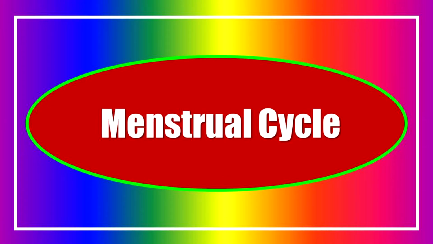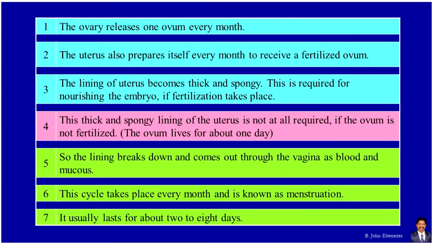Menstrual cycle. The ovary releases one ovum every month. The uterus also prepares itself every month to receive a fertilized ovum. The lining of the uterus becomes thick and spongy. This is required for nourishing the embryo if fertilization takes place.